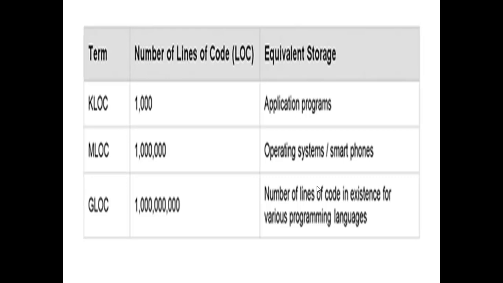Let's see some of the terms they call KLOC. That is nothing but thousands of lines of code. Basically, the number of lines of code, if it is in thousands, is normally considered some sort of application program. If it is a million lines of code, then normally it will be under operating systems or smartphones. And if it is gigabytes of lines of code, then there will be various programming languages. Normally we will be creating it as code.